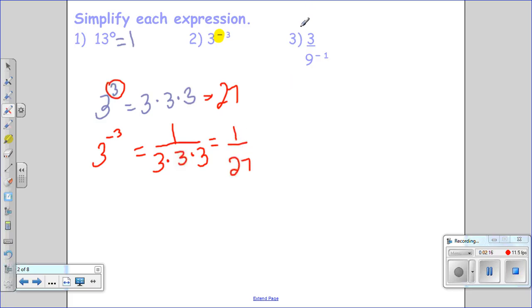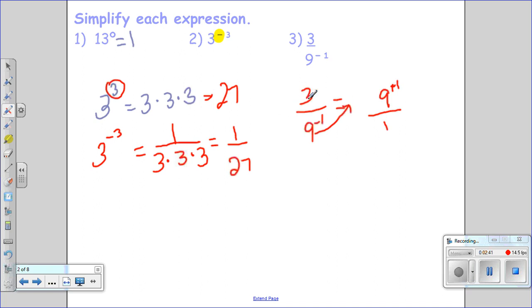Now, sometimes we have our negative already in the bottom. So if I have 3 over 9 to the negative 1, so it's already in the bottom, I can't push it any farther to the bottom. So what it actually does is it kind of does the reverse. If it's on the bottom and it's negative, we're actually going to move it to the top. So it ends up on the top. Whoops, not a negative though. Once you move it, it's not negative anymore.